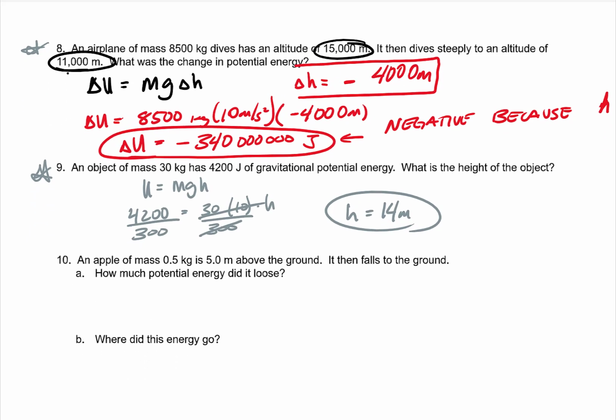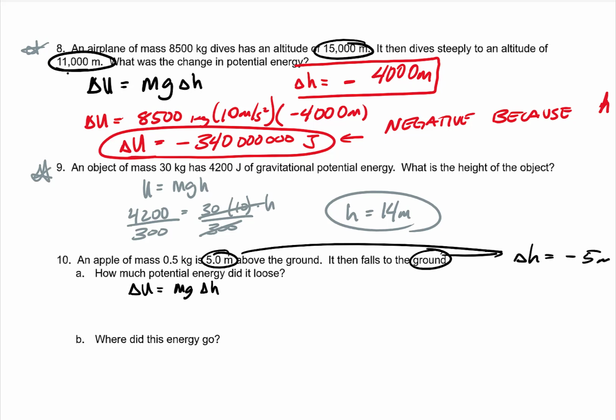An apple of mass 0.5 kilograms is 5 meters above the ground. It then falls to the ground. How much potential energy did it lose? Well, the change in potential energy is mg times the change in height. If we look at our problem, we're 5 meters above the ground, then we fall to the ground. That tells me the change in height is negative 5 meters. So my change in potential energy is 0.5 kilograms times 10 meters per second squared times negative 5 meters. My change in potential energy ends up being negative 25 joules.